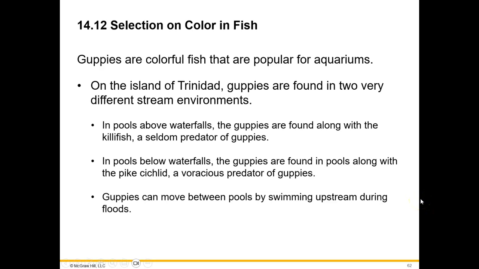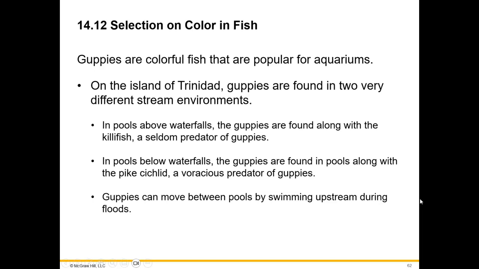Another great example of selection is guppies. This is something that we were able to observe in the wild and also recreate in the lab. Guppies are a fish that are really common in Trinidad. They're found in two different stream environments, one upstream of waterfalls and one downstream of waterfalls.